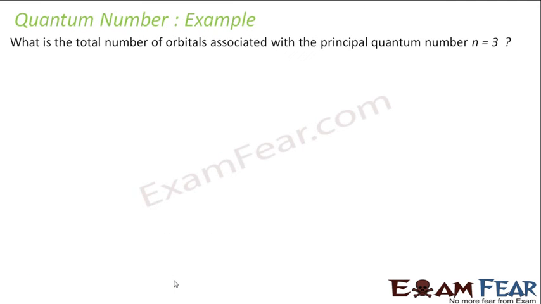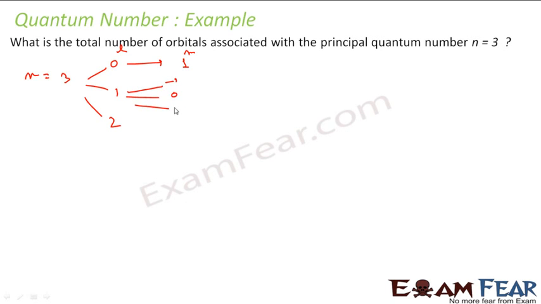We'll take some examples. What is the total number of orbitals associated with quantum number 3? So let's take this. If my n is equal to 3, my L can have value 0, 1 and 2. I have to find the number of orbitals. For 0 I have only one orbital. For 1 I have orbitals -1, 0 and +1. For 2 I can have orbitals -2, -1, 0, +1, +2. If you add, how many orbitals I have got: 1, 2, 3, 4, 5, 6, 7, 8, 9. So there are 9 orbitals.